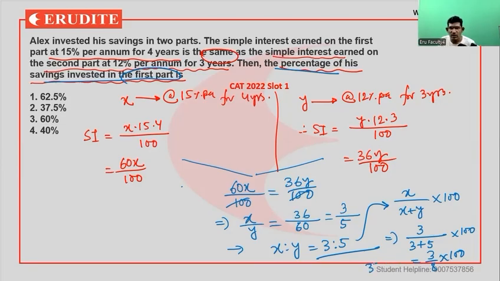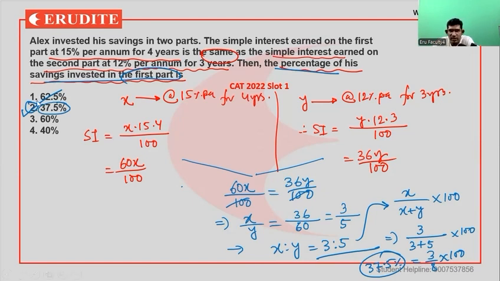3 by 8 is 37.5%. So option 2 is my straight answer. So you can see this question is quite simple and straightforward for SI. No twist involved.